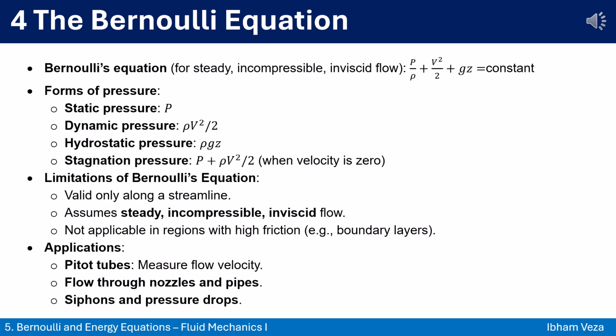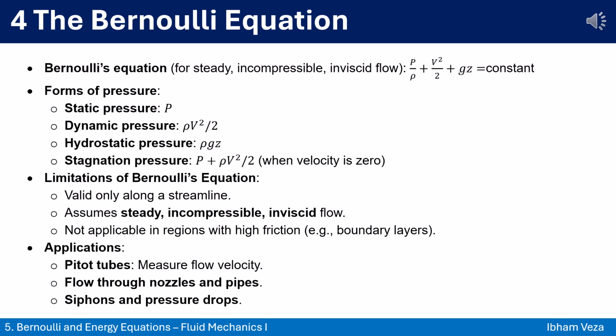Static pressure, P, is what you feel when the fluid isn't moving relative to you. Dynamic pressure, rho V squared over 2, reflects the energy of motion. Hydrostatic pressure, rho g z, comes from elevation. Stagnation pressure is what you get when a moving fluid is brought to rest, used in pitot tubes.